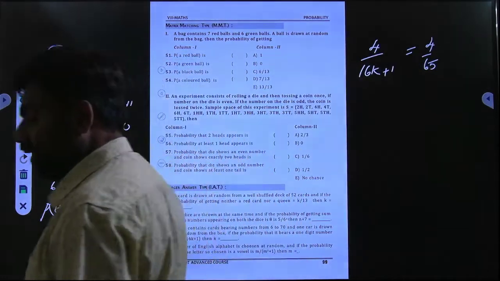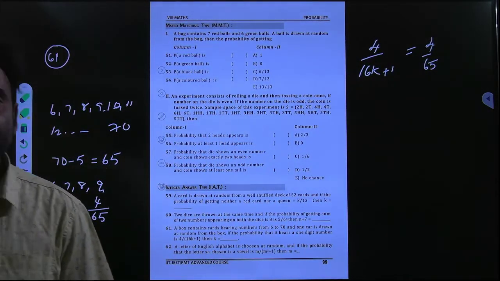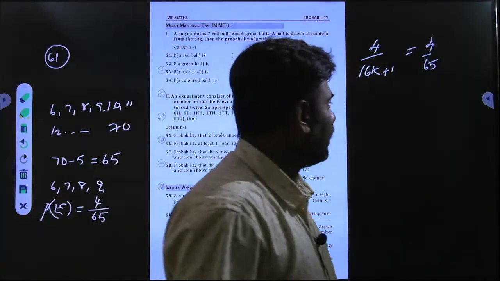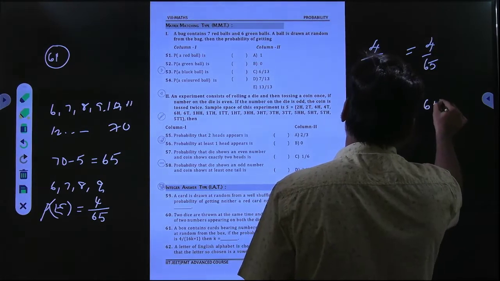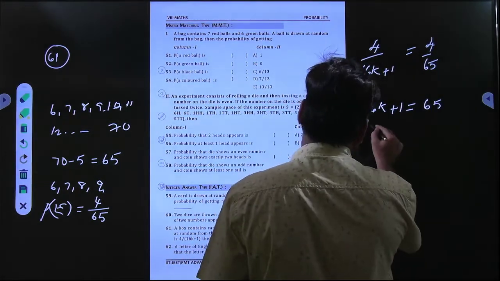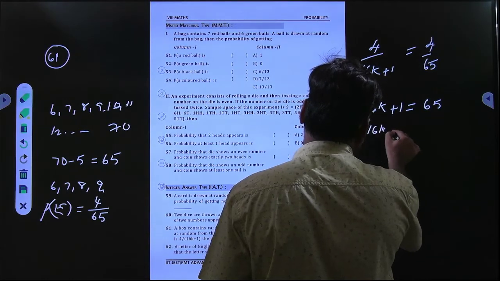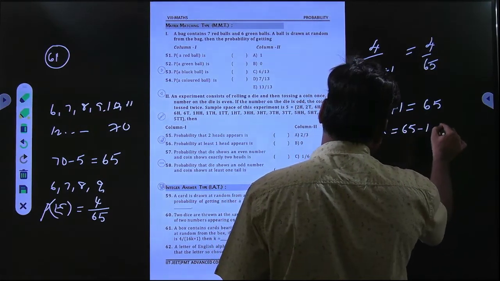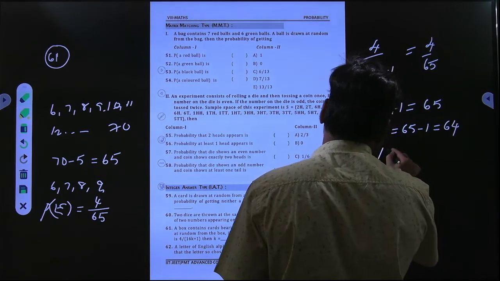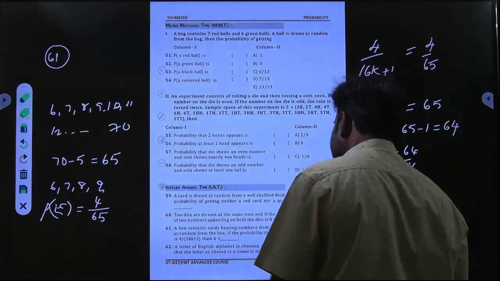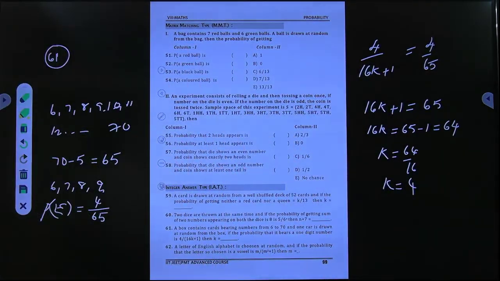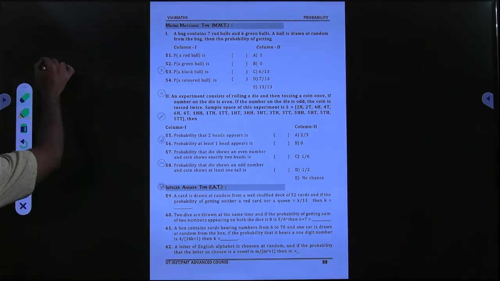Again here two fractions are equal. In both fractions numerators are equal, so denominators should be equated. Means 16k plus 1 is equal to 65. 16k is equal to 65 minus 1, that is equal to 64. Therefore, k is equal to 64 by 16, which means 4. 16 fours are 64. So the required answer is 4. Next question, students, question number 62.